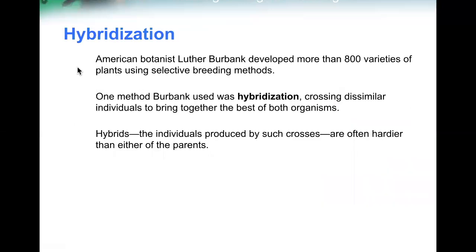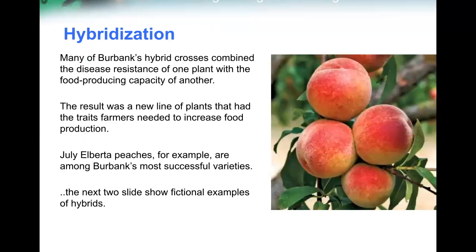American botanist Luther Burbank developed more than 800 variations of plants using selective breeding methods. One method Burbank used was hybridization, crossing dissimilar individuals to bring together the best of both organisms. Hybrids, the individuals produced by such crosses, are often hardier than either of their parents. Many of Burbank's hybrid crosses combine the disease resistance of one plant with the food producing capacity of another.